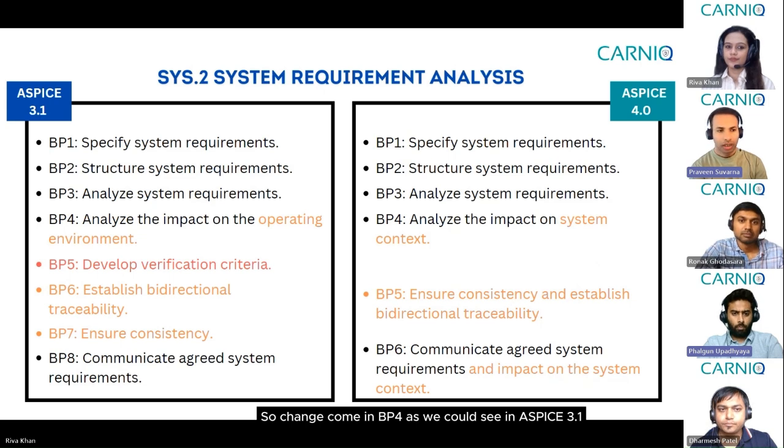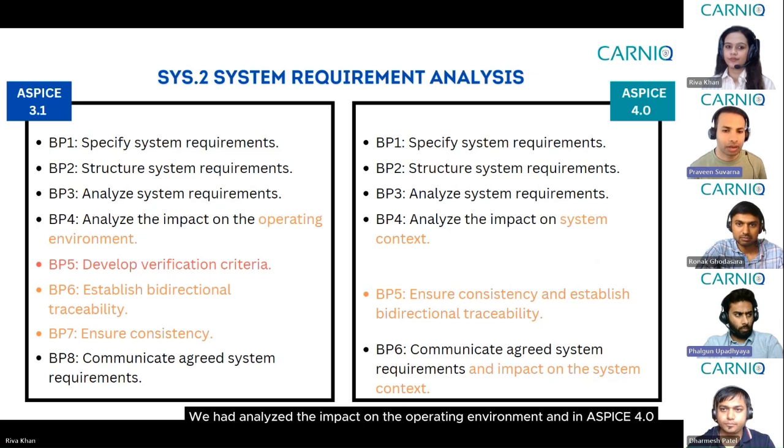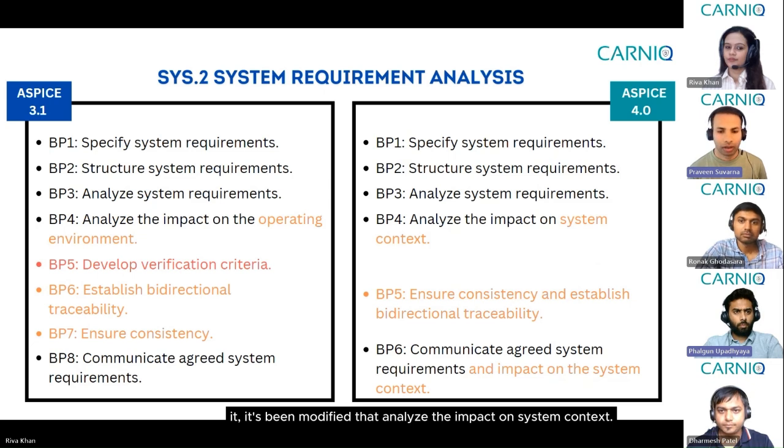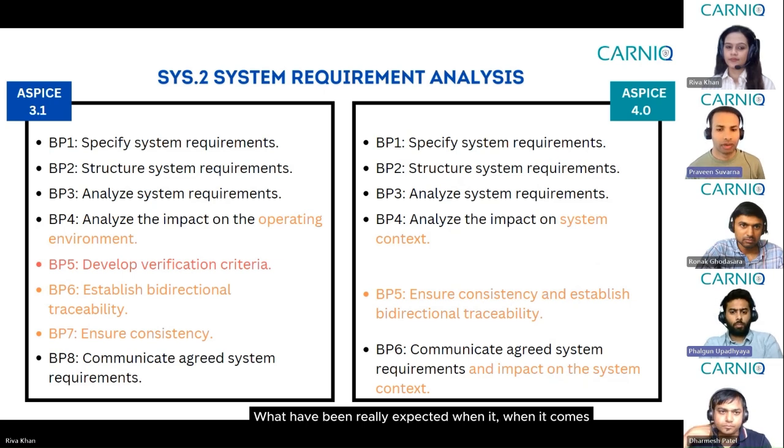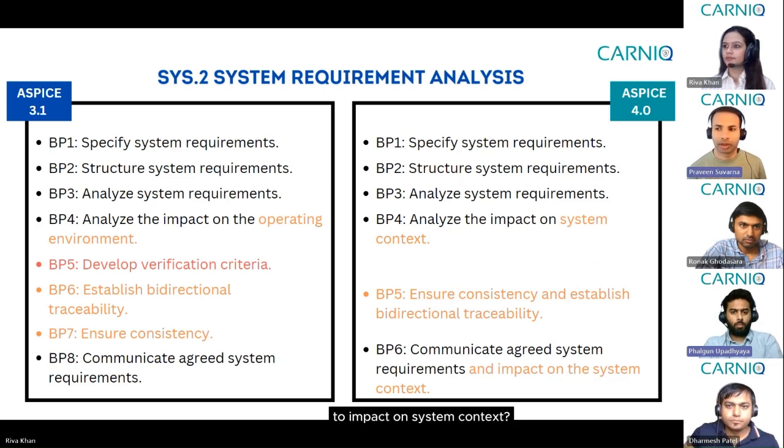As we could see, in ASPICE 3.1 we had to analyze the impact on the operating environment, and in ASPICE 4.0 it has been modified to analyze the impact on system context. So can someone explain what is the difference when it comes to ASPICE 4.0? What has really been expected when it comes to impact on system context?